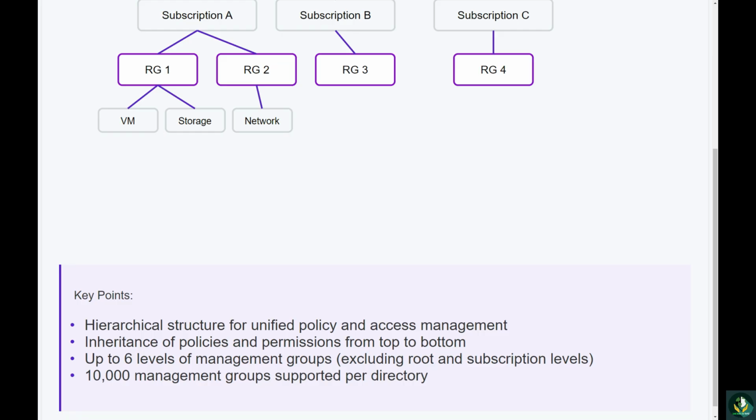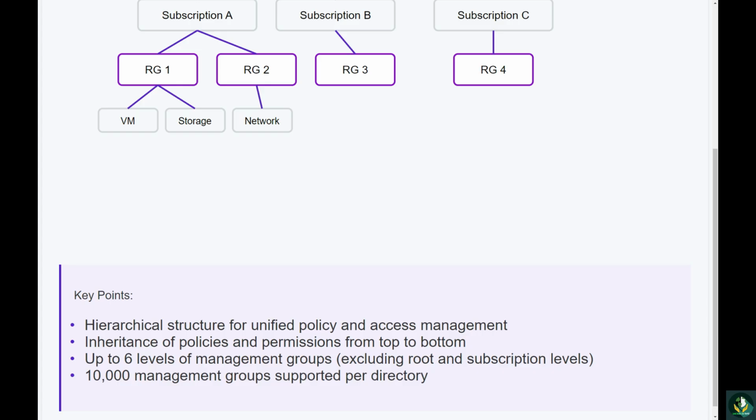Best practices: plan your hierarchy. Carefully design your management group structure to align with your organizational needs and governance requirements. Use naming conventions. Implement clear naming conventions at all levels of the hierarchy for easy identification and management. Apply broad policies high, specific policies low. Use higher levels for broad organization-wide policies and lower levels for more specific targeted policies.